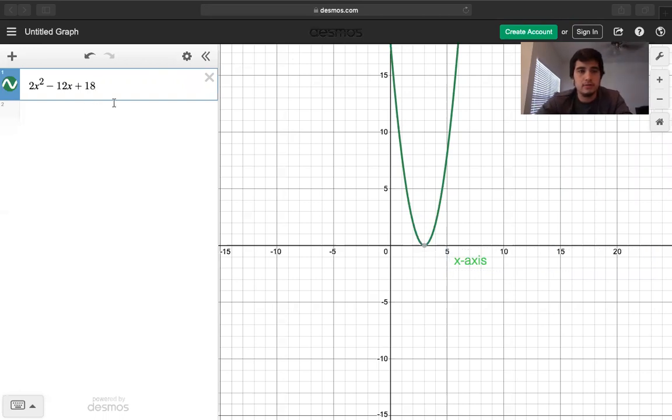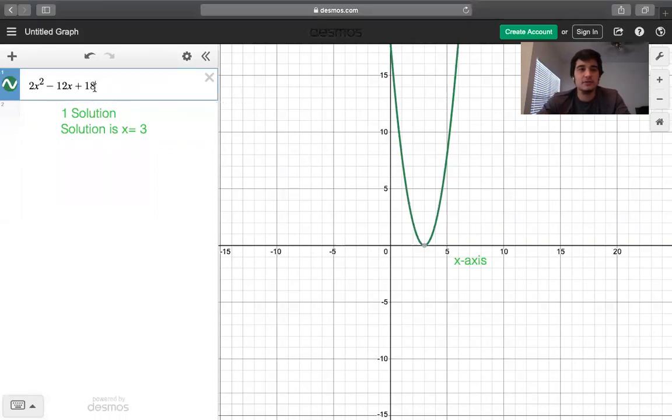One solution, and the solution is at (3, 0), which means my solution is x equals 3. That's it. We're done, right? I have one solution. The solution is x equals 3. No factoring, no nothing. That's my answer. And if you wanted to check your answer, remember what I told you to do?